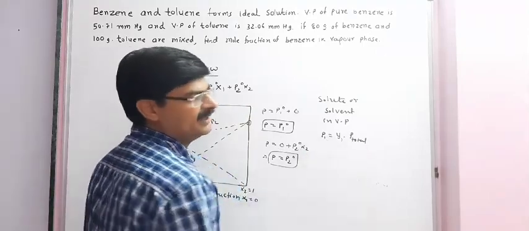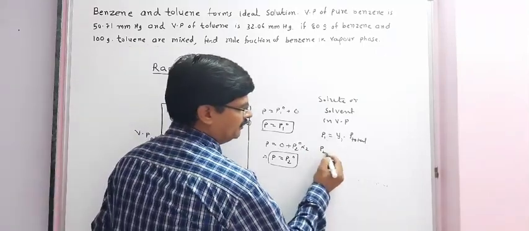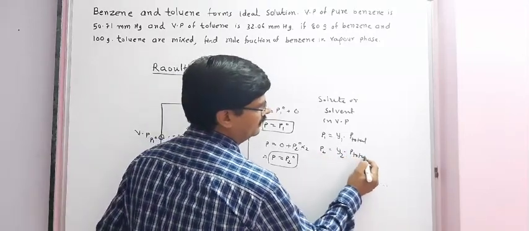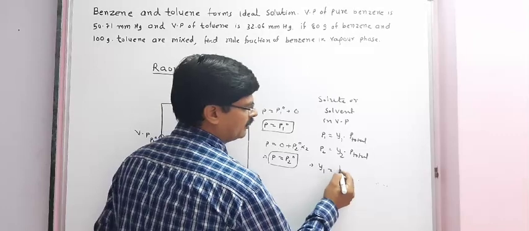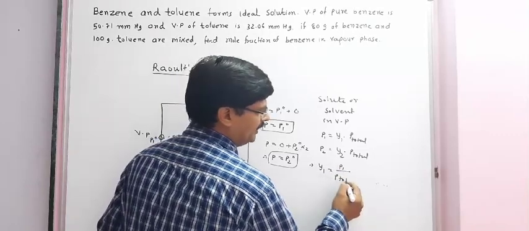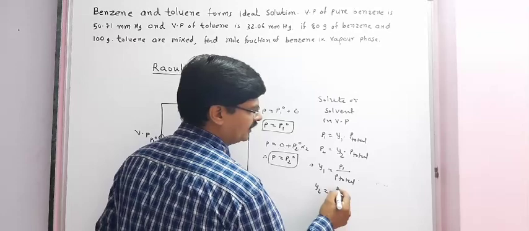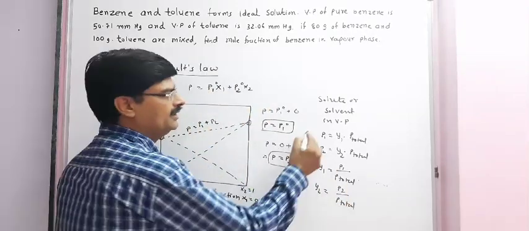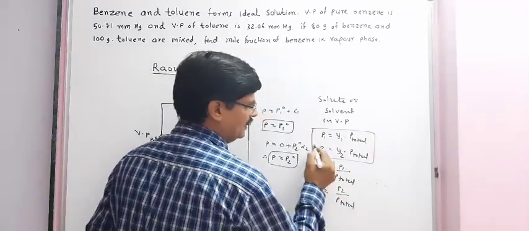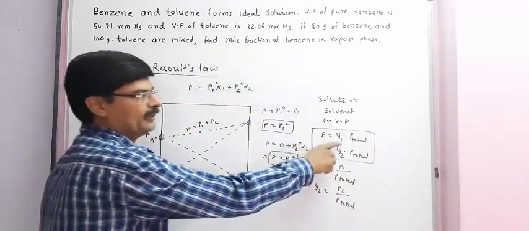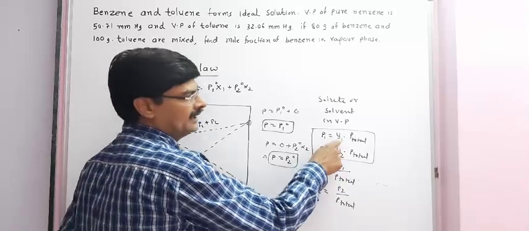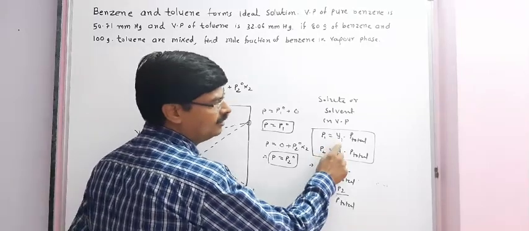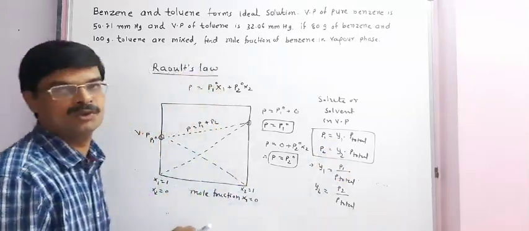P1 is equal to Y1 into P total, and for the other component, P2 is equal to Y2 into P total. Then Y1 is equal to P1 upon P total, and Y2 is equal to P2 by P total. So from this formula we can find out the mole fraction of either solute or solvent, that is, both are volatile. We can find out the mole fraction in the vapor phase also.